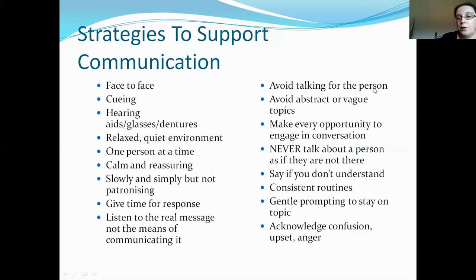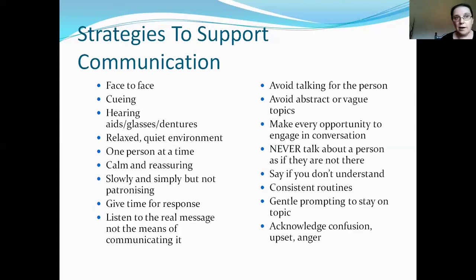Do you want me to help you? Do you want me to wait? And you try and get the sentence. Trying to avoid abstract or vague topics, making every opportunity that you can to engage in conversation. Obviously, never talk about the person as if they're not there. When your professionals come, try and let them answer, and obviously ask if they want you to talk for them. And say if you don't understand them.